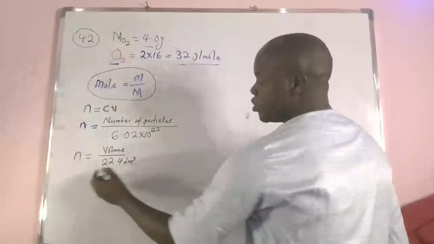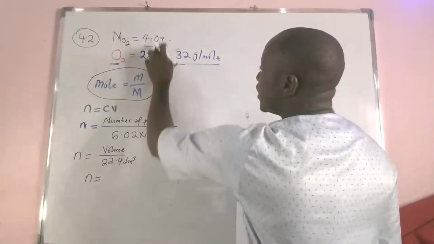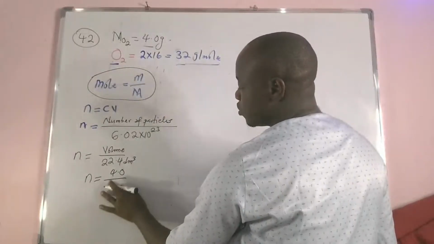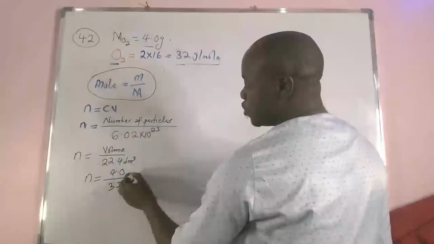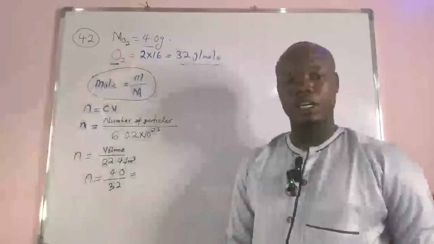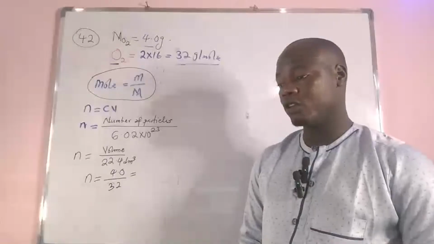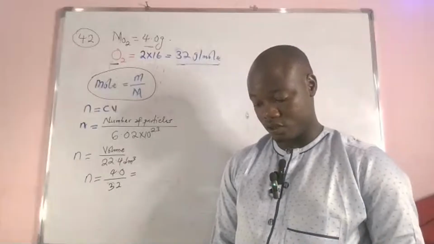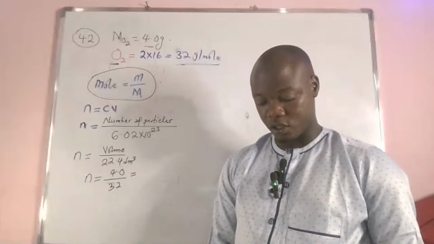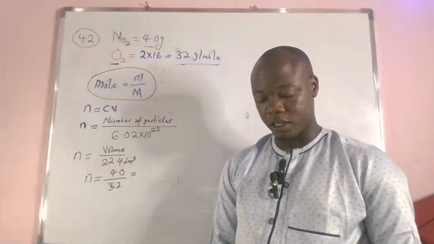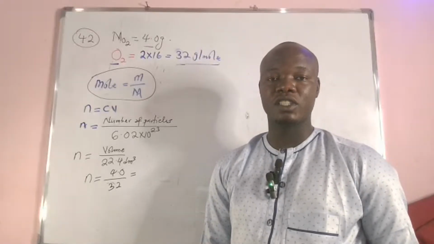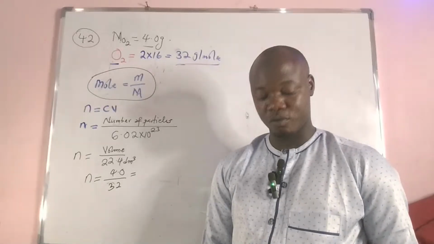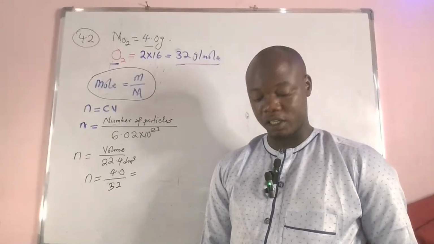So therefore, we are now going to say mole is equal to the mass, which is 4.0, over the molar mass, which is 32. Without wasting much of our time, we are now going to take our calculator to get the mole. We have 4 divided by 32. So 4 divided by 32, what are we going to have? Please write it in the comment section. You have 30 seconds. Write it in the comment section of the video. 4 divided by 32, what do we have?